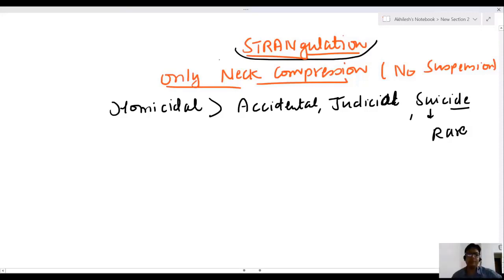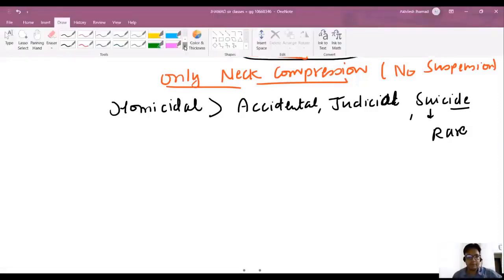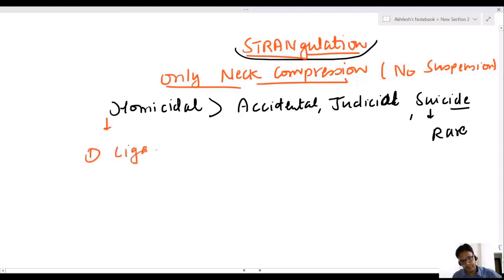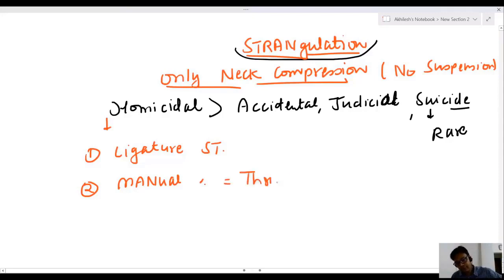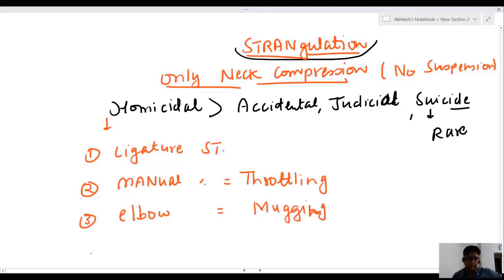Now, what are homicidal strangulations? Number one, ligature strangulation. Wherever I write down ST, that will be strangulation. By ligature, you are compressing the neck. Second, manual strangulation. Manual means this. This method is known as throttling. Elbow strangulation. This is known as mugging. And strangulation by using a stick.